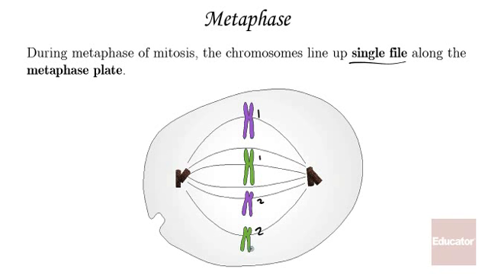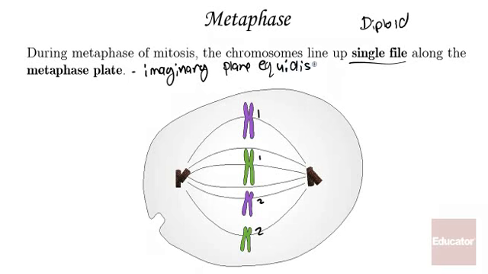So I have 2 sets of 2 chromosomes, and this cell is diploid. Now, these chromosomes line up single file along what's called the metaphase plate. And all the metaphase plate is an imaginary plane equidistant from the 2 centrosomes. So, imaginary plane equidistant from the centrosome.